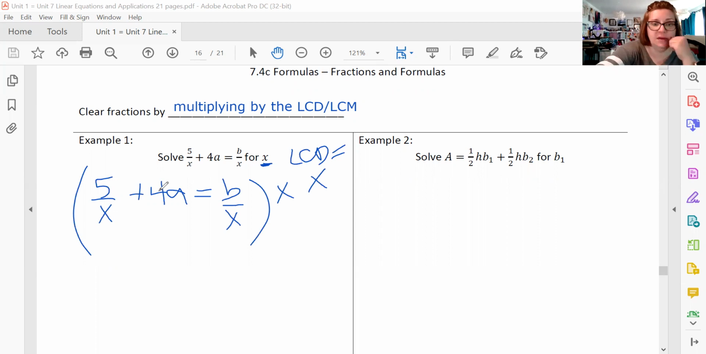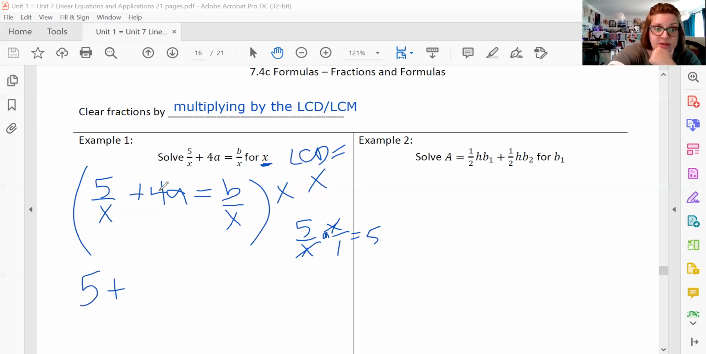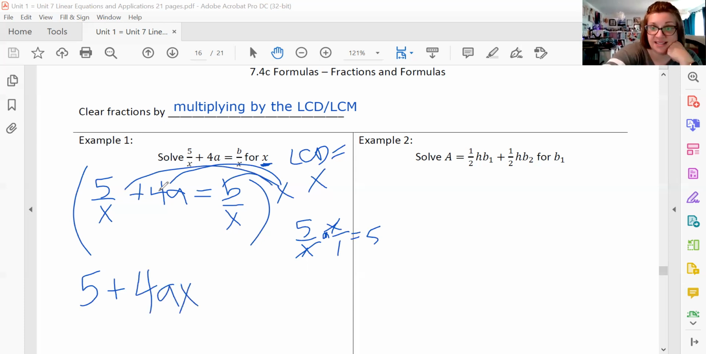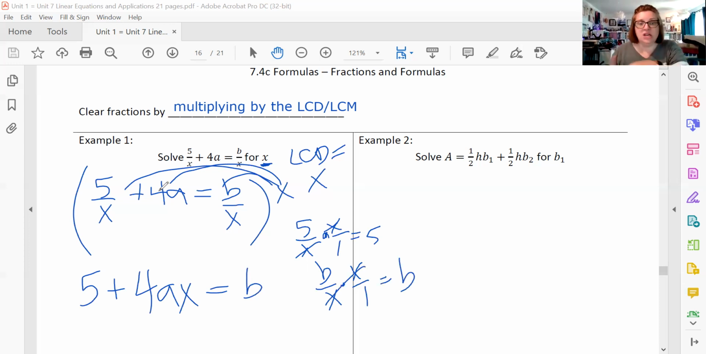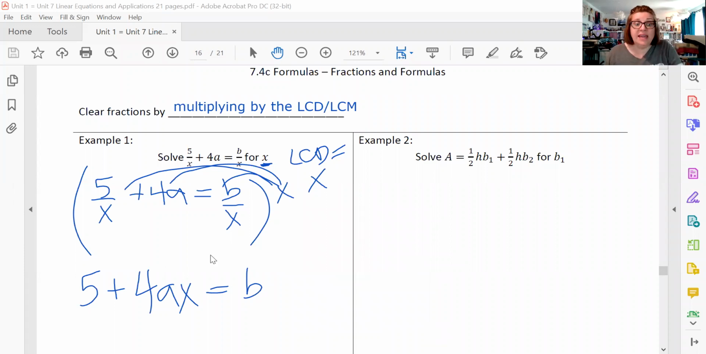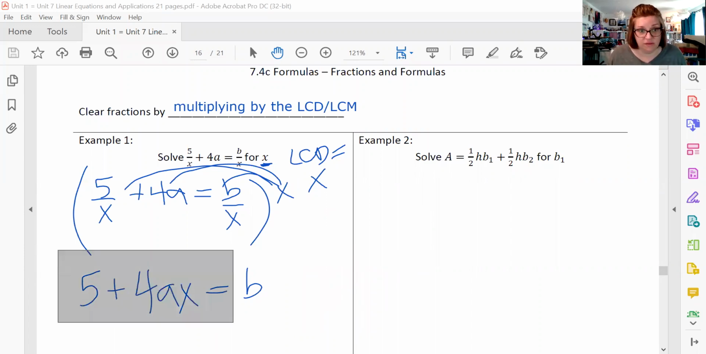Well, 5 over x times x over 1. Remember, that's what we did to clear the fractions. I can cross cancel those. It's going to just be 5. Now this one, when I times that x by the 4a, it's now going to have an x on it. And then same with this one, that b over x times x over 1. Those guys can cross cancel. It's just going to be b. So now I've cleared my fractions there. And now I can solve.